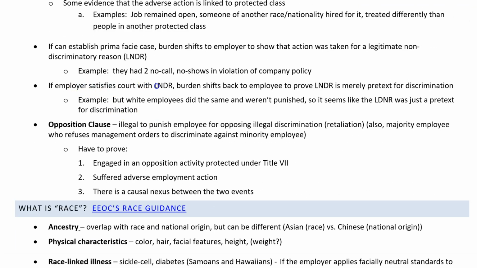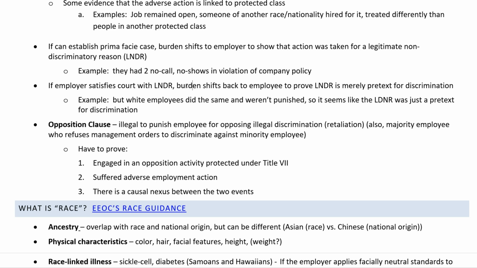If the employer satisfies the court with the LNDR, the burden shifts back to the employee to prove that the employer's stated LNDR is merely a pretext for discrimination. And pretext we can sort of think of as like a cover story here, or an excuse. Some examples might be, well, sure, this policy was in place, but white employees were doing the same thing and they weren't punished, while black employees were doing it and they were punished. So it seems like there's some dissimilar treatment here.